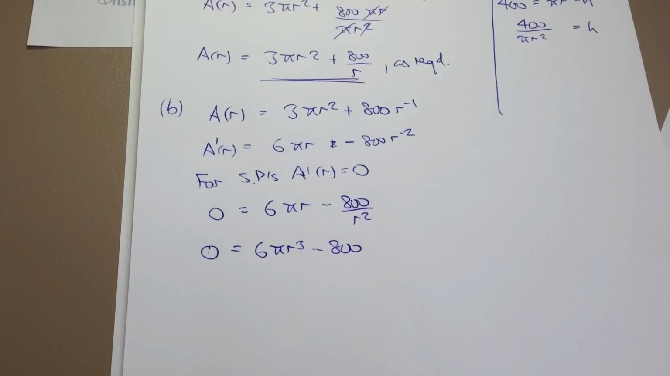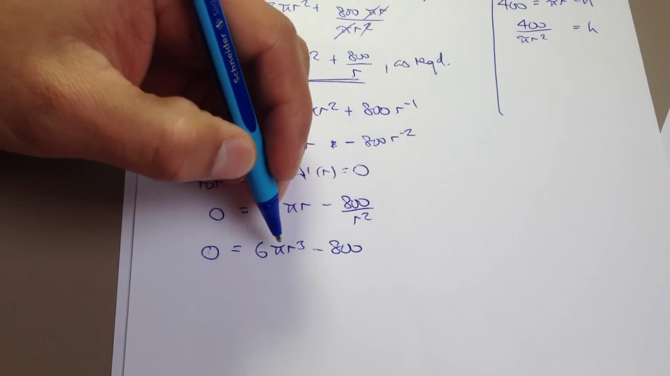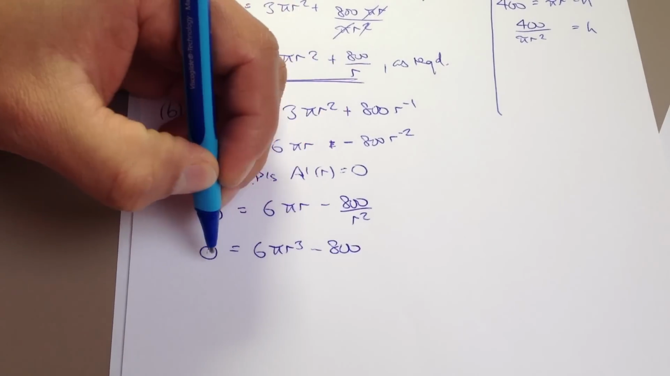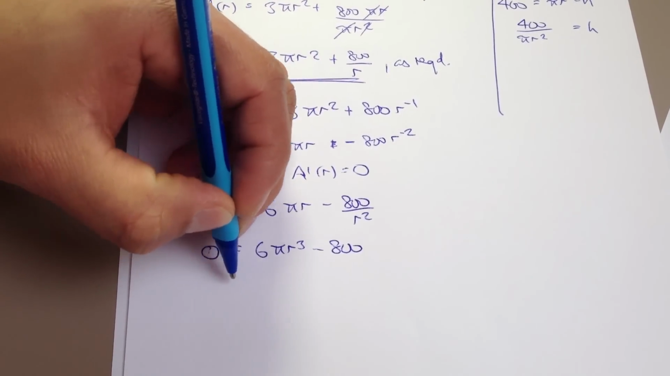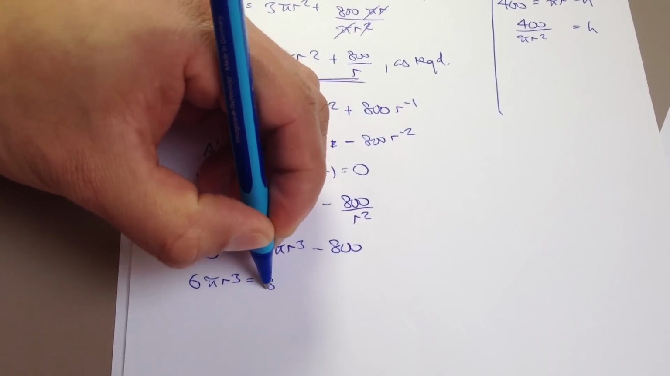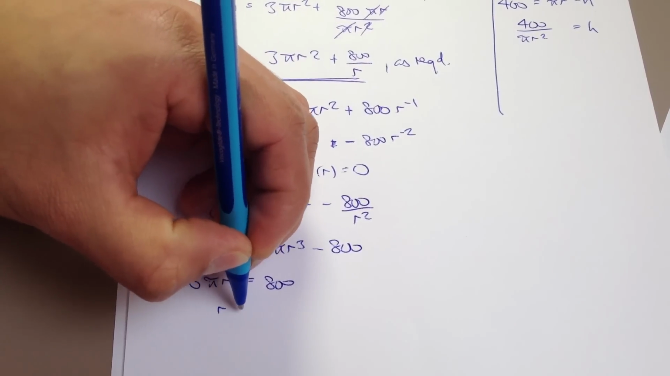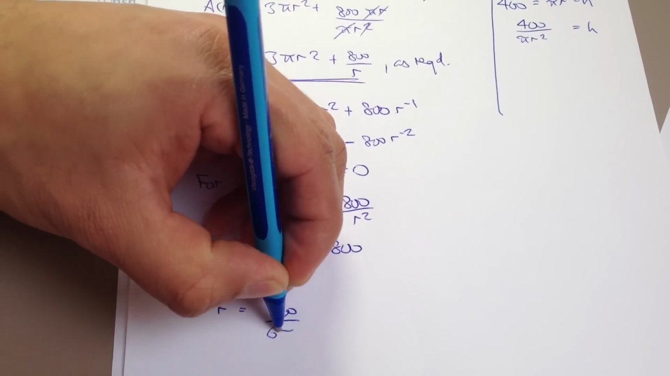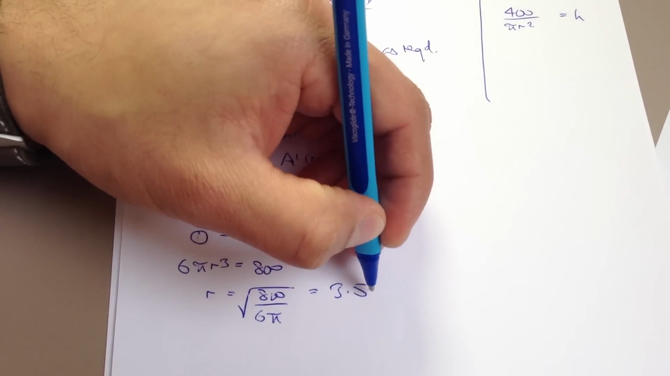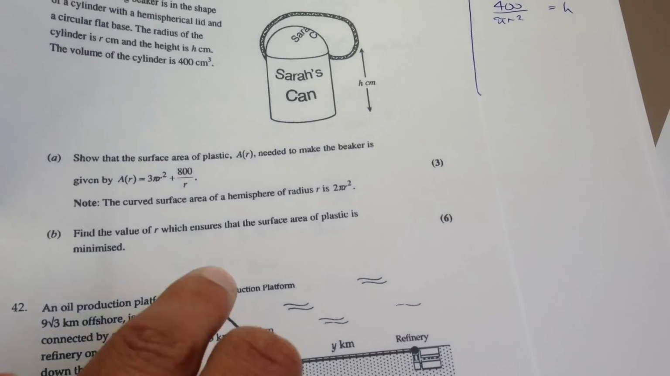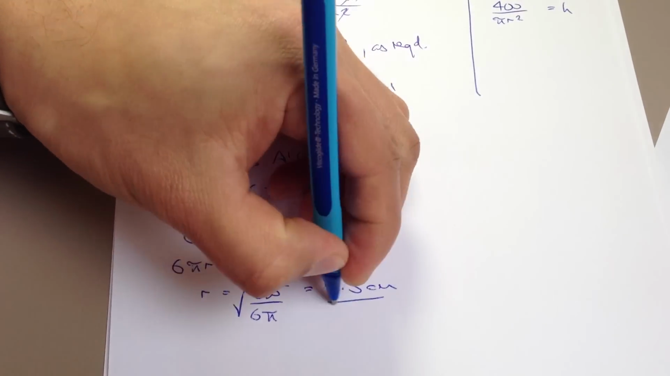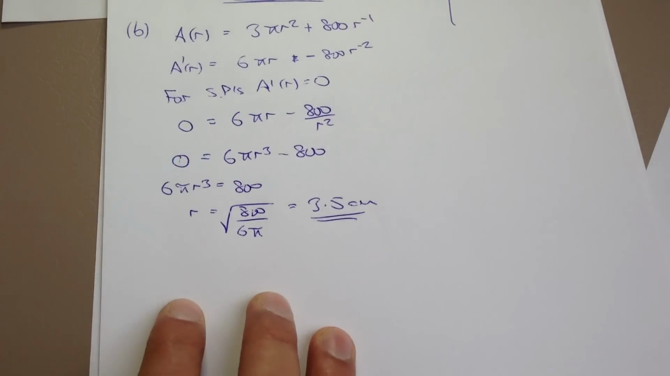Superb. So I can actually divide through by 6 if I want to, but what I'll do is take the 800 over and solve for r. So that's going to be 6 pi r cubed equals 800. So r equals 800 over 6 pi, cube rooted, which works out to be 3.5. And I believe the units are centimeters. Yes, they are. So that's going to be 3.5 centimeters. Like so. So I have an r.